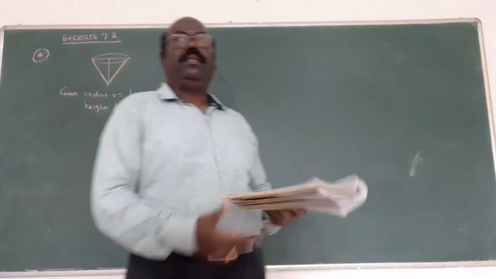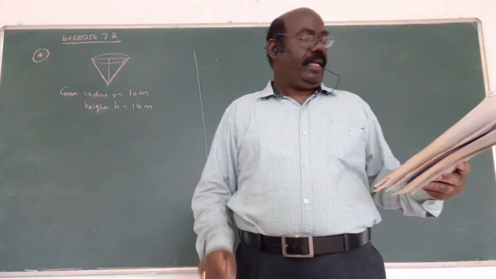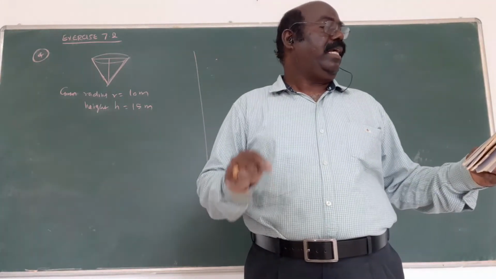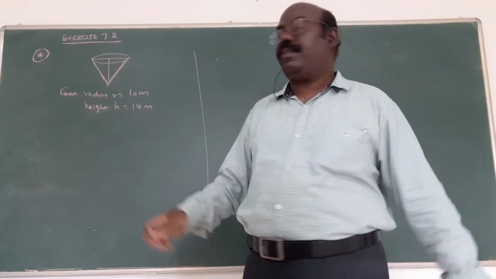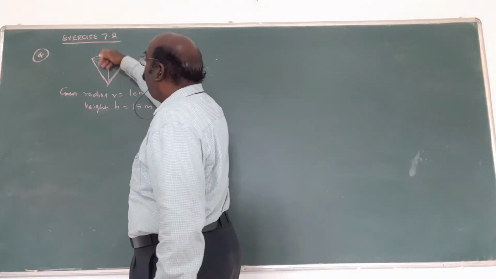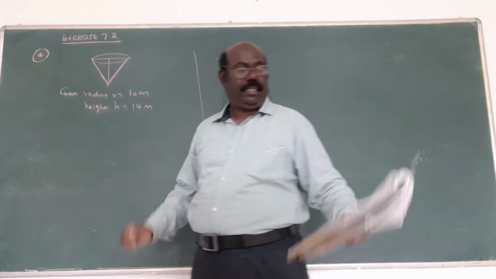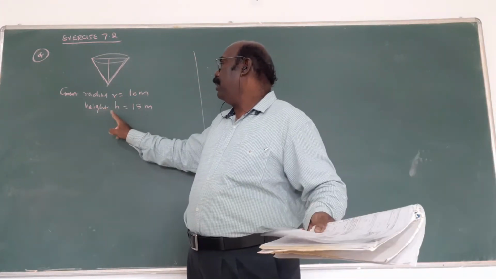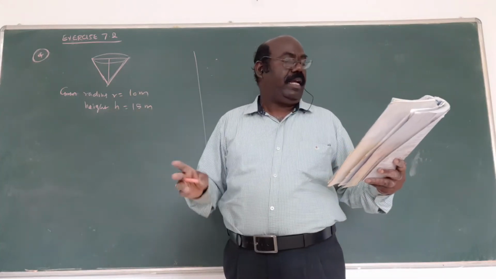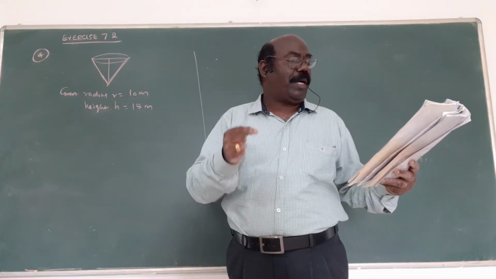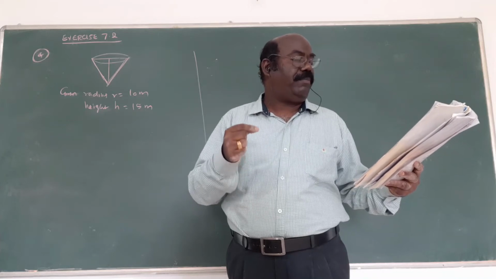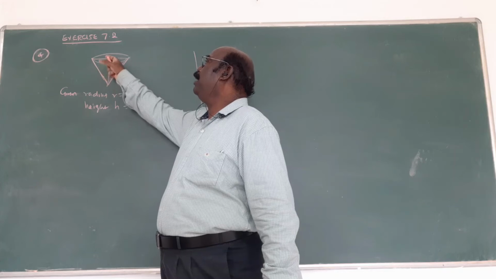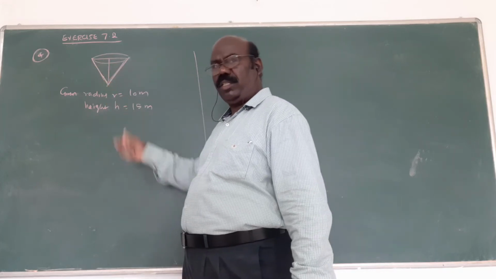Question number 4. Now read the question. A conical container is fully filled with petrol. Here radius is given and height is given. Radius is 10 meter, height is 15 meter. If the container can release the petrol through its bottom, then automatically the petrol comes out.